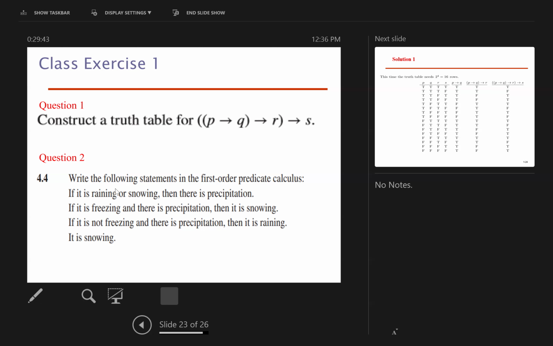If, or, then. They don't have "and", but also, the next question is "and". If it's freezing and there is a precipitation, then, so you have if, you have and, you have then. So you may see a question like this also, hopefully in the next week test also.